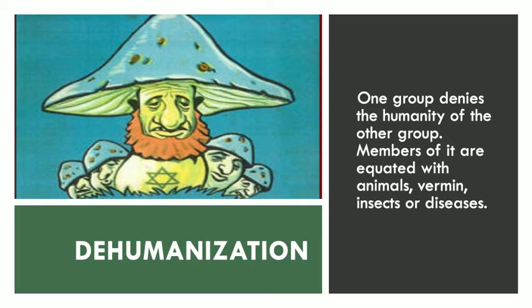Members of it are equated with animals, vermin, insects, or disease. So when you begin to call a group of people something that's not human, when you begin to refer to groups of people as rats, as, in this case, look at the Jews depicted as a fungus, as an animal. And dehumanization usually, calling someone dogs or monkeys, or you associate them with a pest, a pestilence, a scourge.